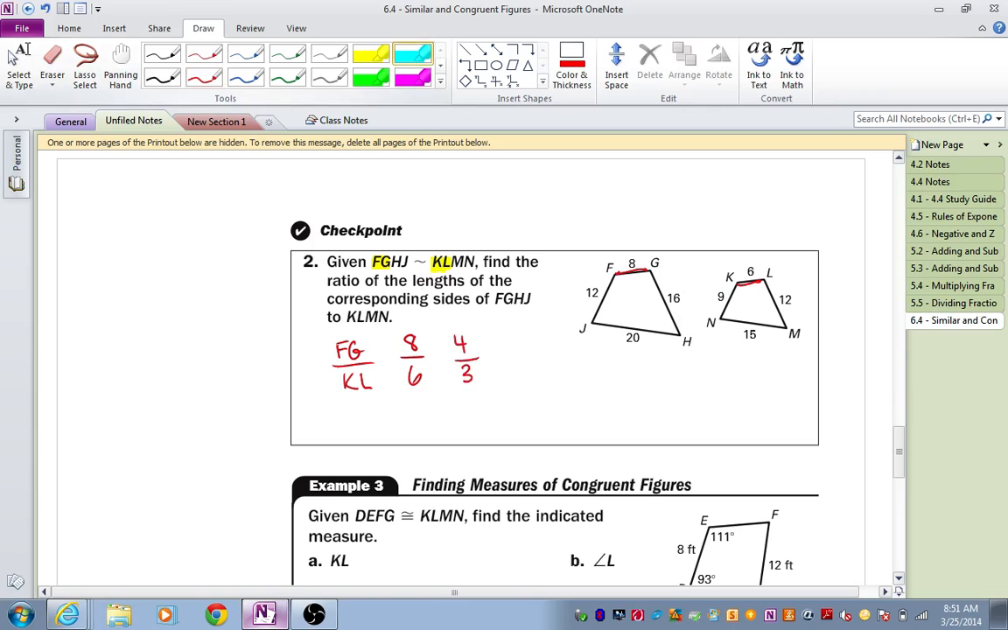Now remember, you could have chosen other sides. I'll do one more example, HJ and MN. HJ is 20, MN is 15, and if we divide both by 5, we still get 4/3.